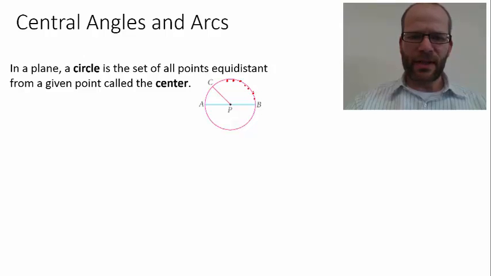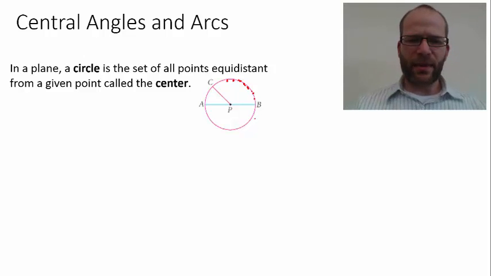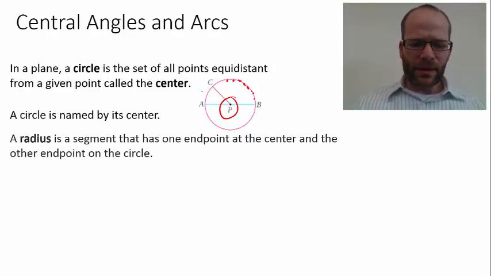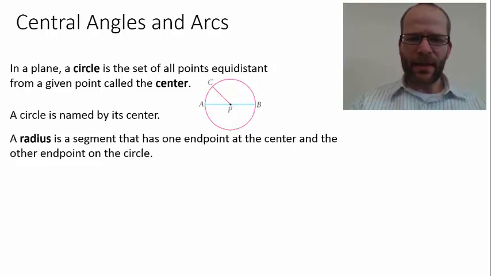So if we were to draw in all those points that are equidistant from point P, that is what we call a circle. It's actually the set of those points. The circle is named by the center, point P in this case. We also have what is called a radius. The radius is a segment that has one endpoint at the center and one endpoint on the circle itself.